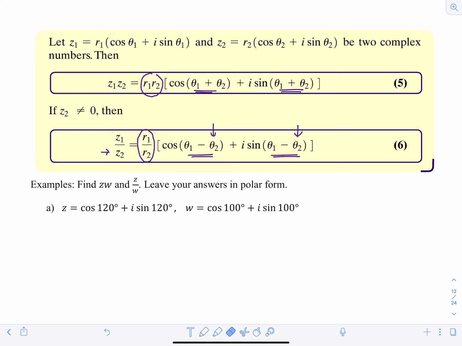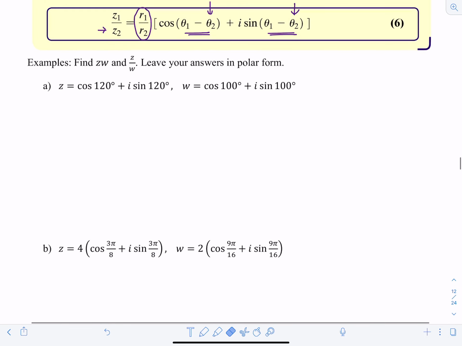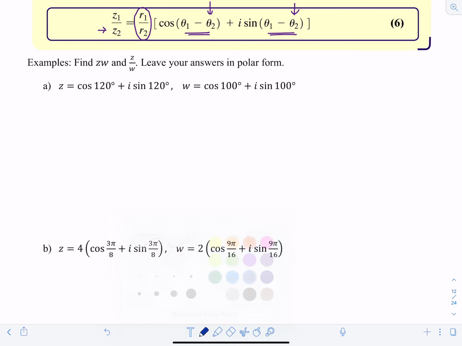Okay, so for the following examples, we're going to find Z times W and Z divided by W, and then leave our answer in polar form. So we could leave it R cis theta, okay? We don't have to go back to rectangular. So let me just rewrite these so they're a little easier to work with. So Z is 1 times cis 120, and W is also 1 times cis 100.